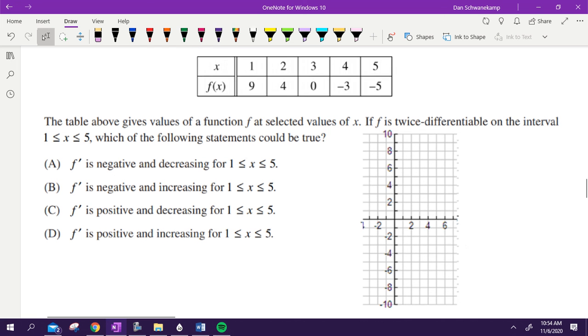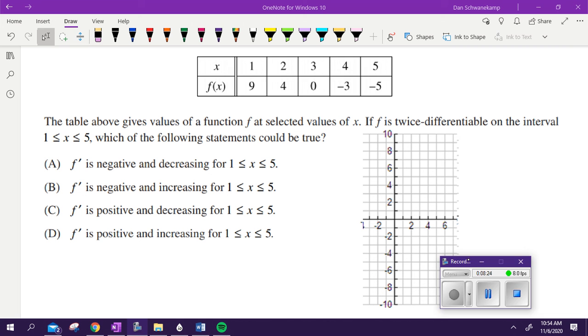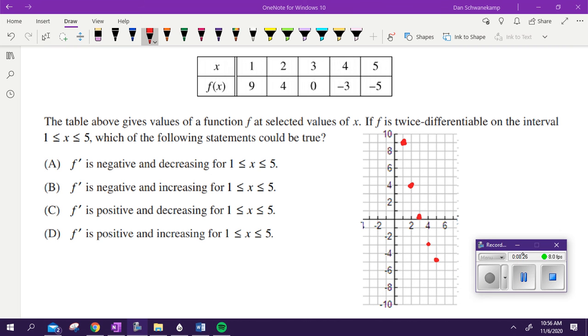Okay, so do this on, imagine like this is another bell work. Do this on your bell work paper. The table gives you selected values of f. If f is twice differentiable from 1 to 5, which of the statements could be true? When in doubt, graph it out. Think your way through it. Go. Here we go.